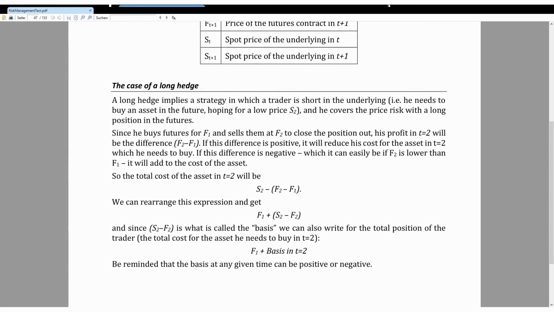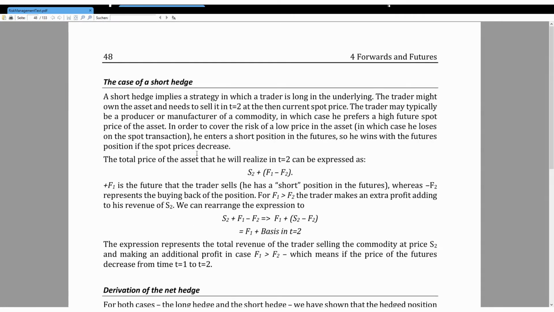So we can put that all together to get the total cost of the asset at time T2, and that would be what he pays for the asset plus his additional cost or less cost from his futures position. For the short hedge, since the trader is long in the underlying, all the variables we look at are a revenue to him. A short hedge means he is long in the underlying.